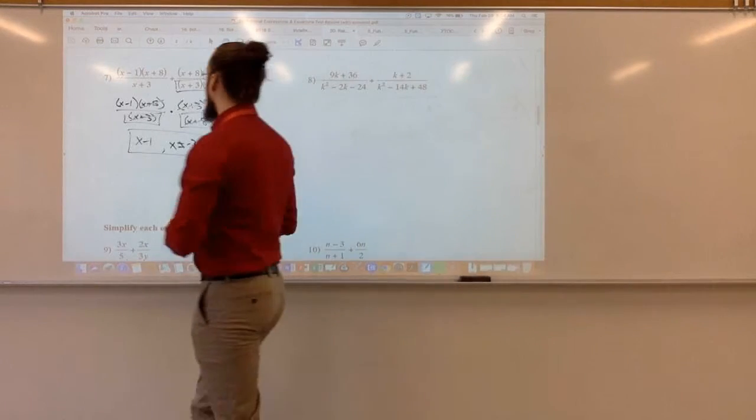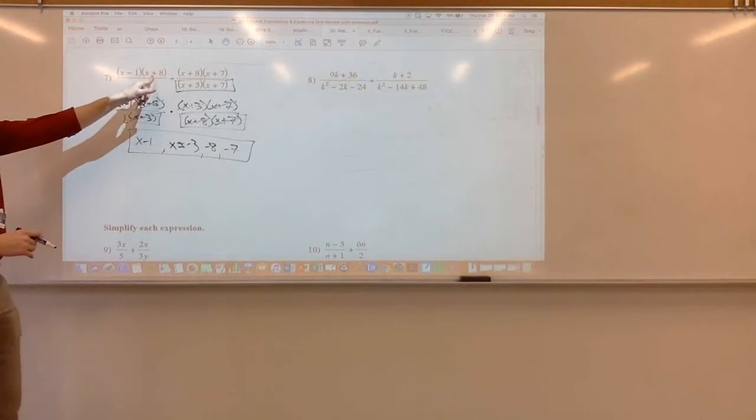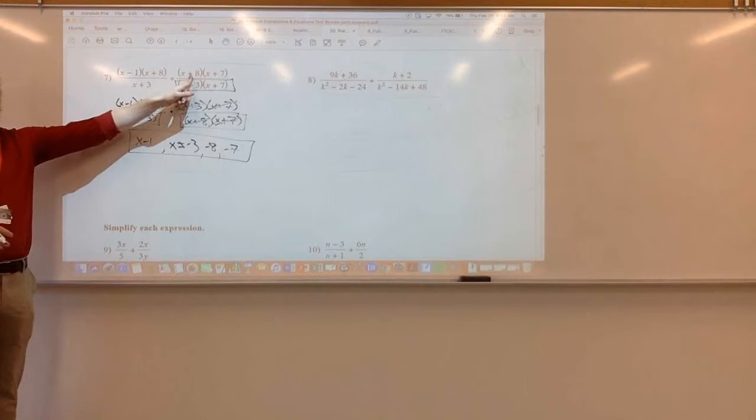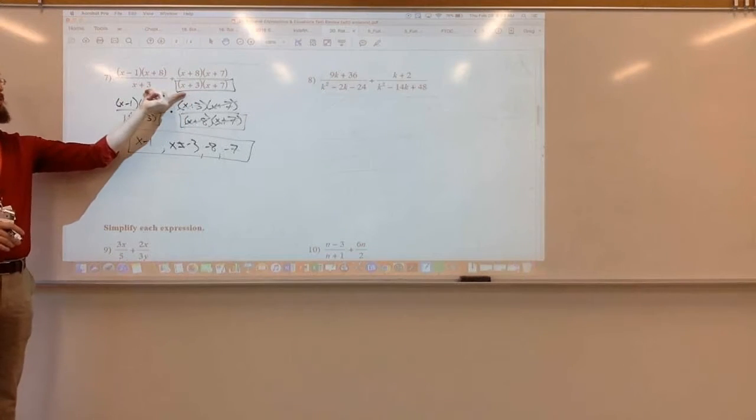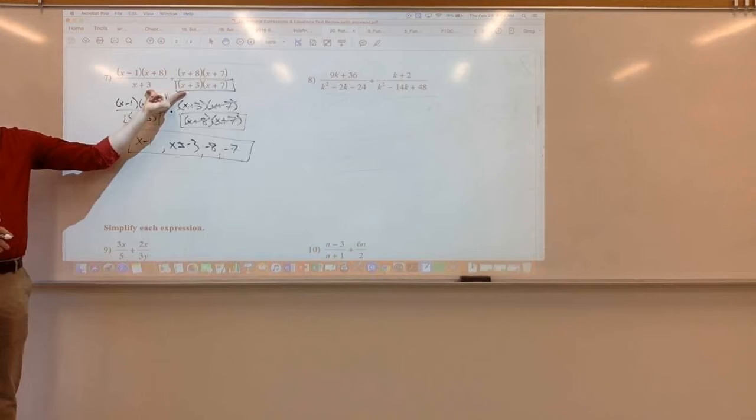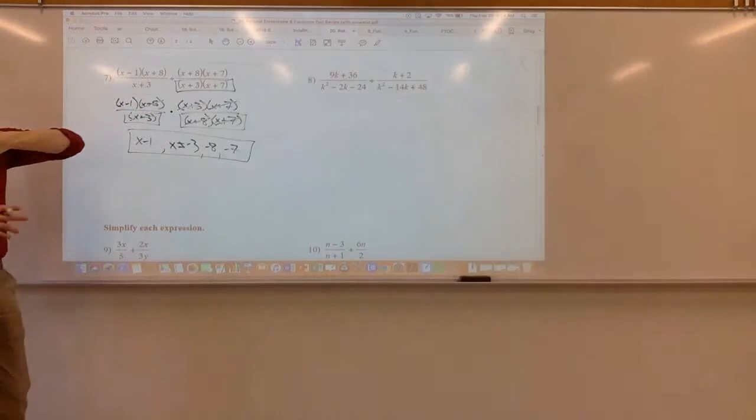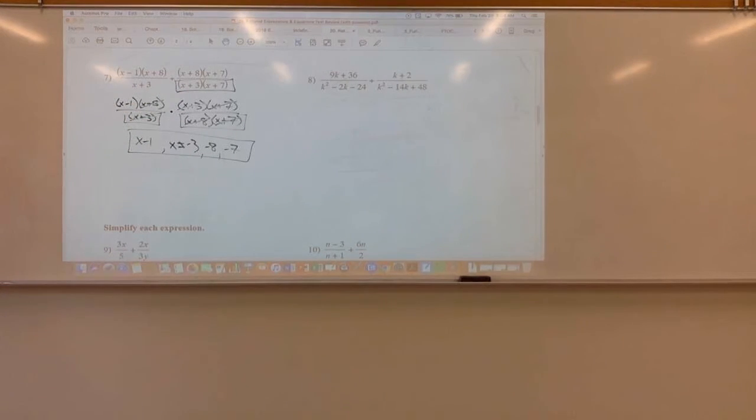Well, if you forget, if you don't flip it, then we wouldn't have been able to cancel out the x plus 8s because they're both on the top, and the x plus 3s because they're both on the bottom. Right? So that is a really important part of division. Yeah, flipping the second one.